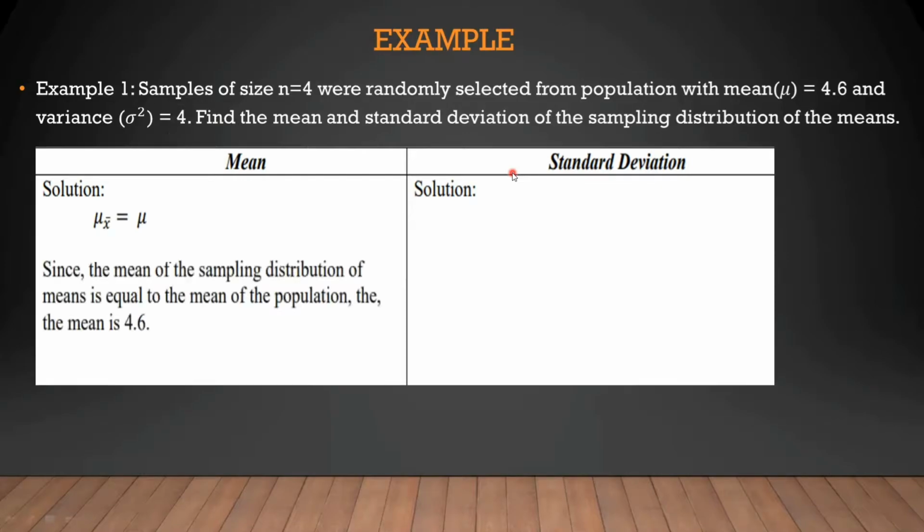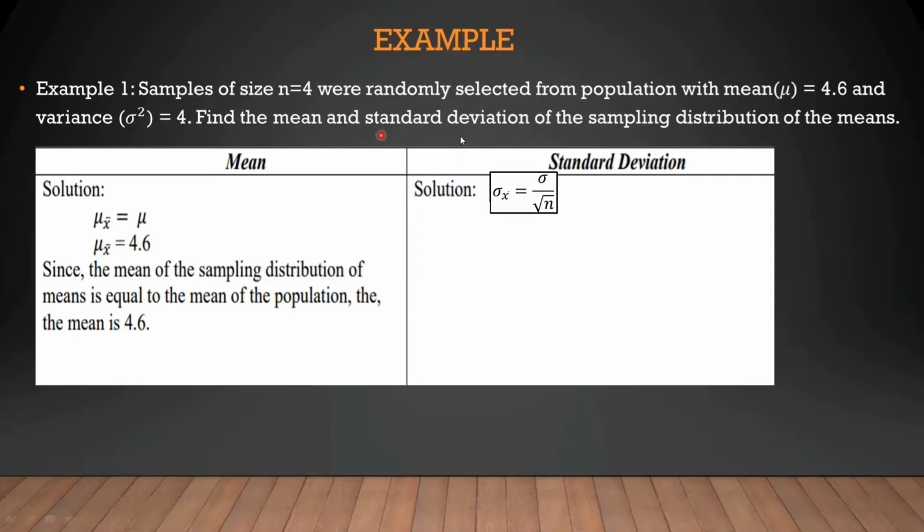Since the mean of the sampling distribution of mean is equal to the mean of the population, kung ano yung mean ng population natin, yun din yung mean ng ating sampling distribution. That's why the mean of the sample mean is equal to 4.6. So, hindi siya nagbago. So, next is to get the standard deviation of the sampling distribution. To get the standard deviation of the sampling distribution, ito yung gagamitin natin.